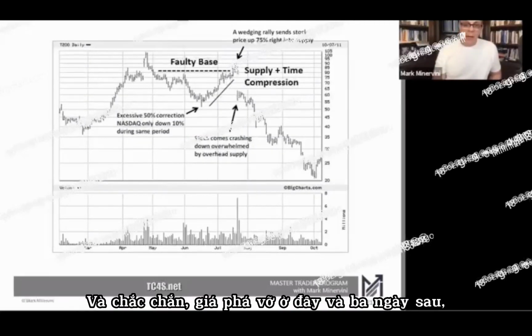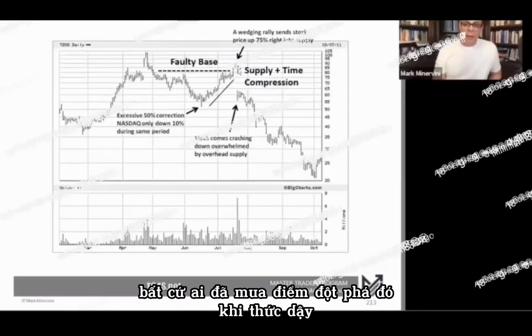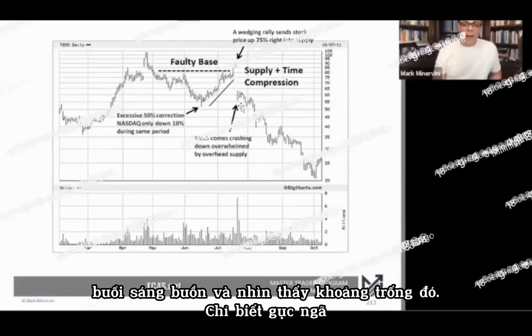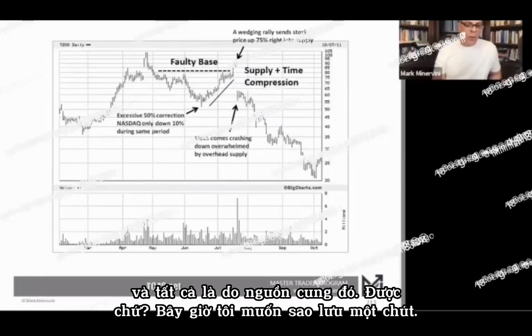And sure enough, this came out here, and 3 days later, whoever bought that breakout woke up with a very sad morning on that gap. So it just comes crashing down, and that's due to all that supply.